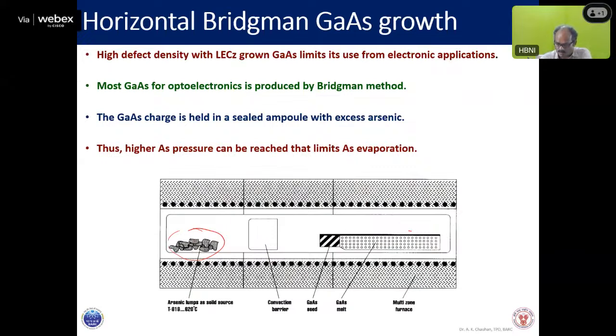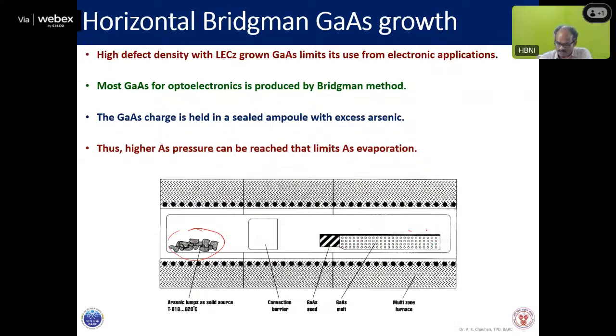The problem was that liquid encapsulated grown gallium arsenide has a lot of defects, and because of that it cannot be used in many optical applications. So in this method, see, this crucible already has the gallium arsenide charge. There is a seed also attached, and then you raise the temperature and bring this entire thing into the molten state.